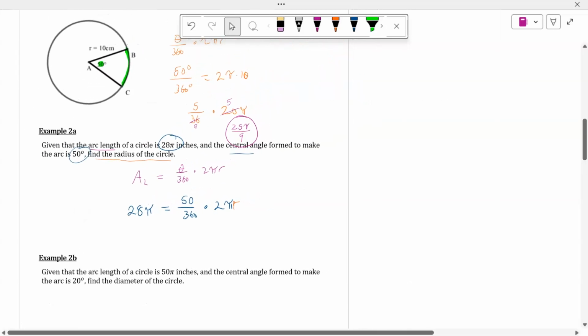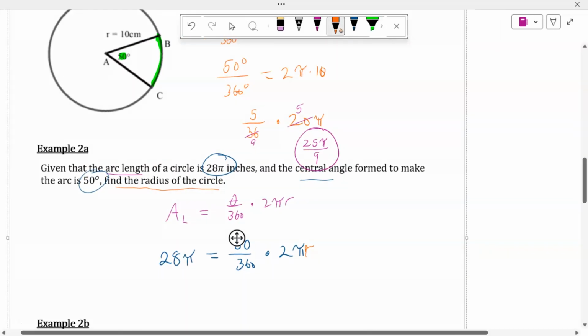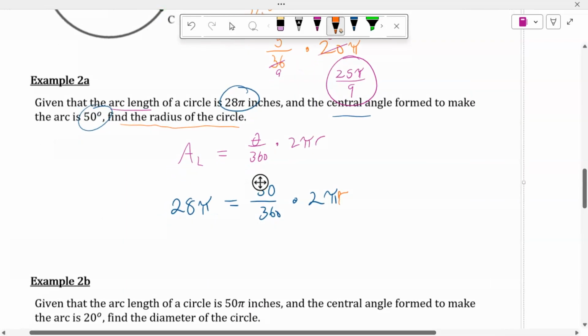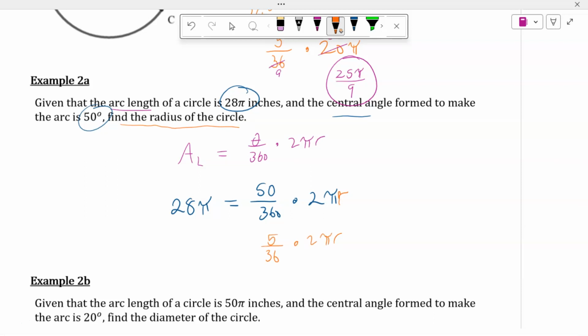Since we just did this problem earlier, we know 50 out of 360 is going to end up being, in this case, we simplify 5 out of 36. So we can do that again. We really have 5 out of 36 times 2 pi r. Now, one more thing before I actually do that, let me head back a little bit. We can realize that multiplying by 2 pi r, well, the opposite would be to divide by 2 pi.